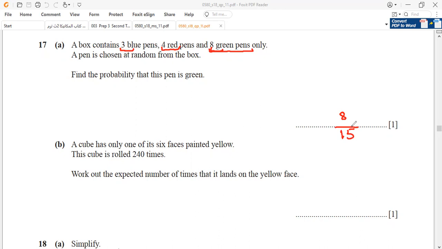In part B, a cube has only one of its 6 faces painted yellow. This cube is rolled 240 times. Work out the expected number of times that it lands on the yellow face. Okay.